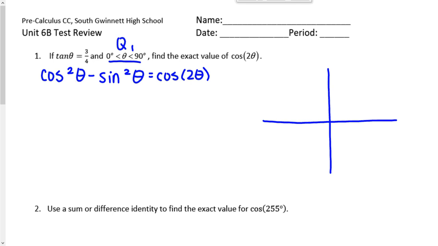Where is quadrant 1? Is it A, B, C, or D? A. Okay, so I'm going to draw my triangle. I'm going to start at the center, go straight out into the quadrant, straight back down to the x-axis. According to the problem, it tells me tan is 3/4.